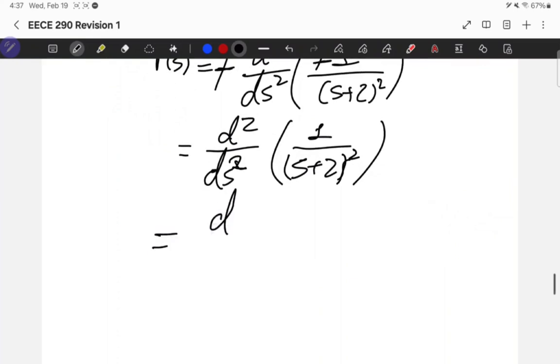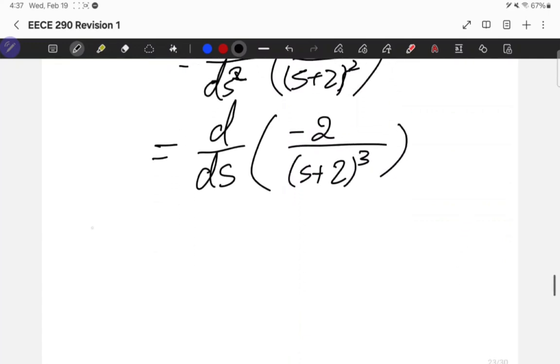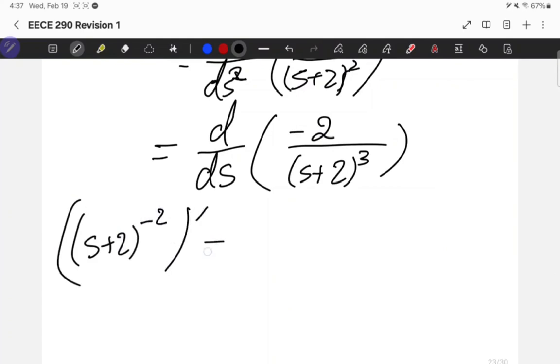Okay, let me do derivative one more time. So this is d by ds of minus 2 over s plus 2 all cubed. So what I did is that I took s plus 2 to the power of minus 2 and did a derivative. So I drop the exponent down, so minus 2 times s plus 2, and I subtract 1 from the exponent, so minus 3.